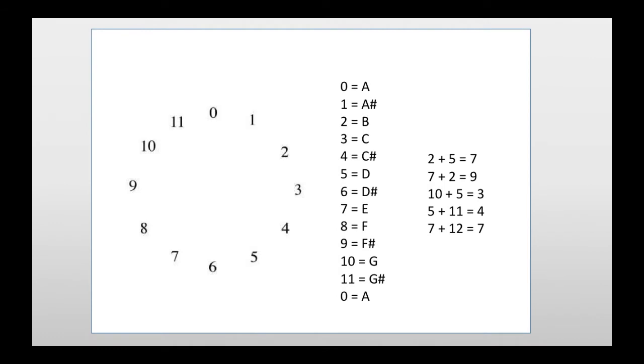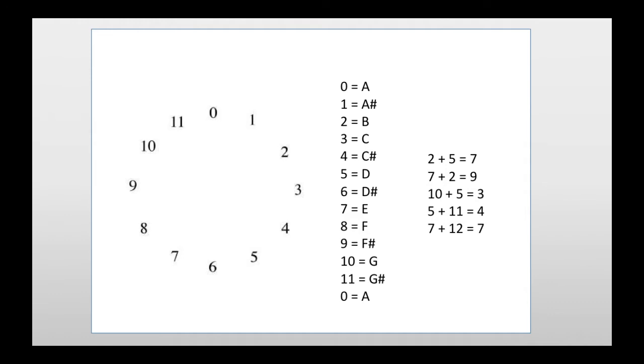This has the form of modular arithmetic. We can think of the set of pitches as a group of modulo 12. Recall that a group is a set with an operation. Our set has 12 pitches that we can number in this way: 0 equals A, 1 equals A sharp, 2 equals B, 3 equals C, 4 equals C sharp, 5 equals D, 6 equals D sharp, 7 equals E, 8 equals F, 9 equals F sharp, 10 equals G, 11 equals G sharp, and 0 equals A.